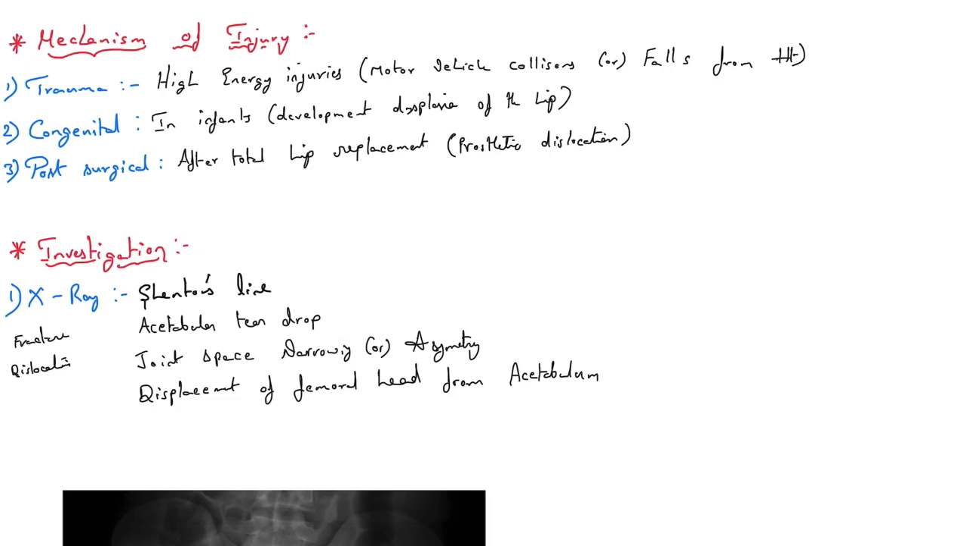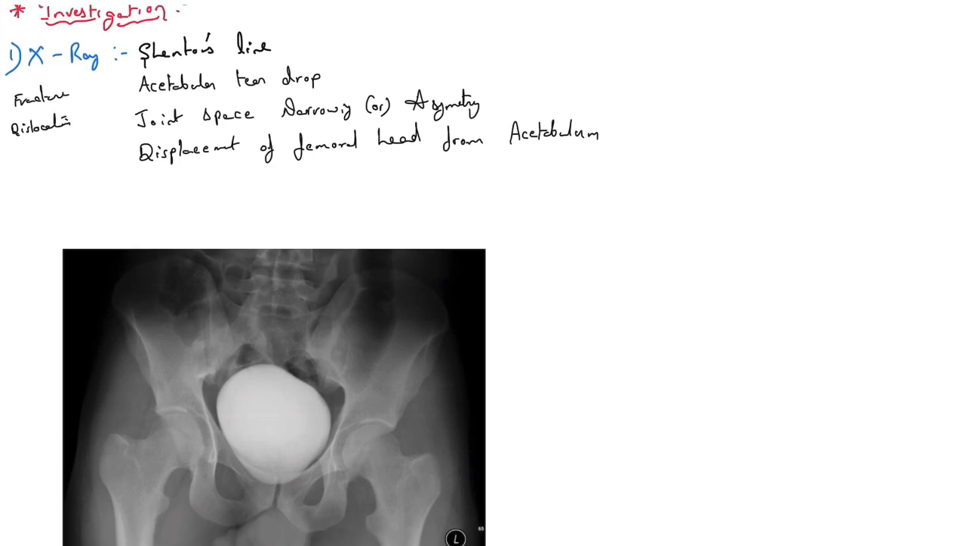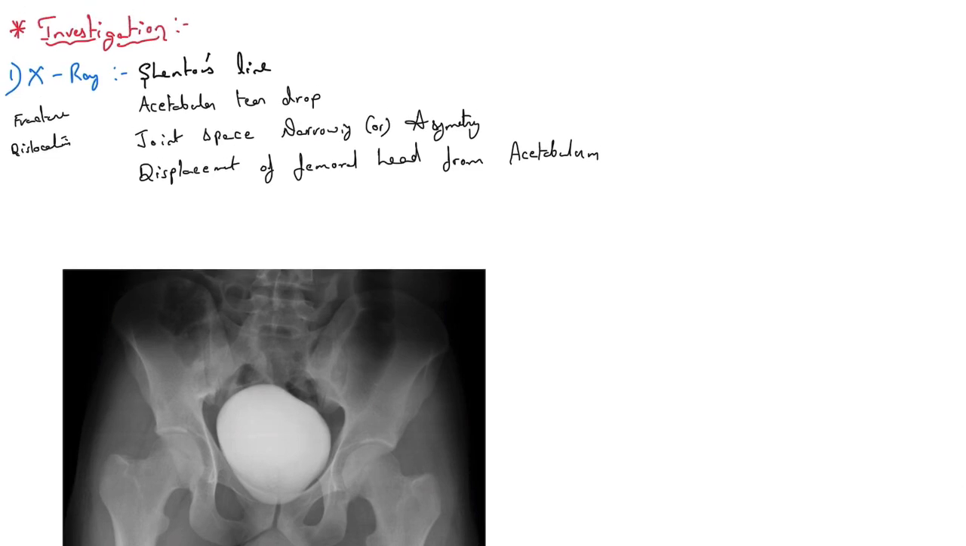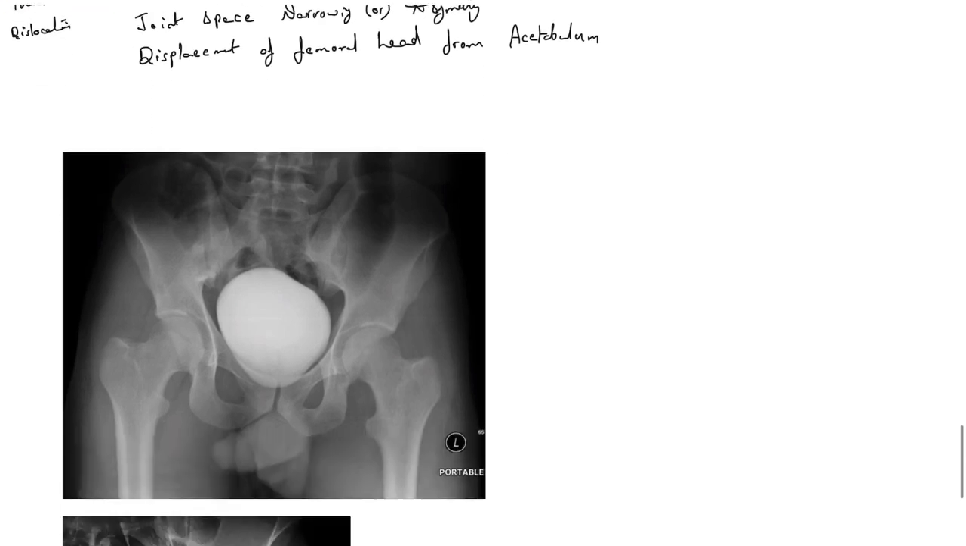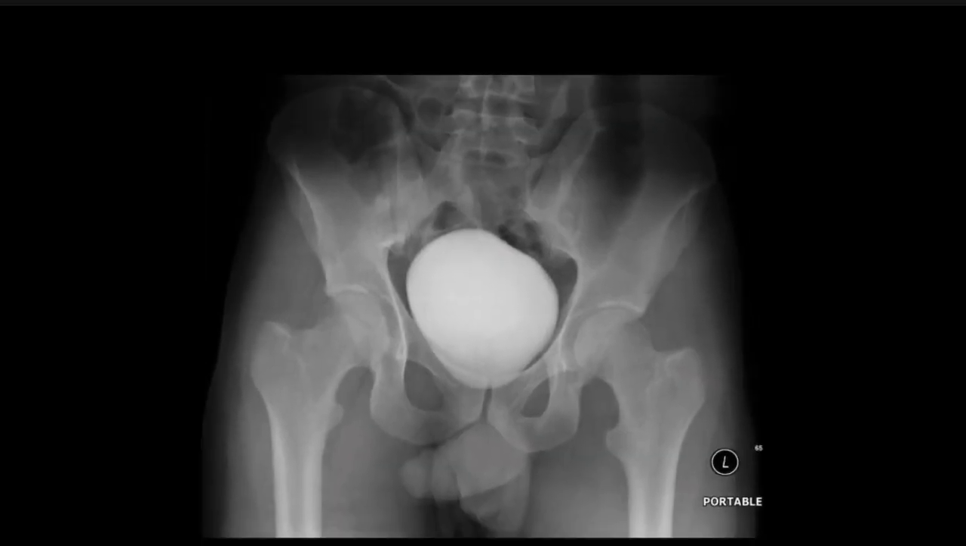Next, how do we investigate hip dislocation? First of all, we have to do an X-ray. On X-ray, because of the dislocation we can sometimes see a fracture and Shenton's line, sometimes the acetabular teardrop, joint space narrowing, asymmetry of the hip, and displacement of the femoral head from the acetabular area. If you look at this image, radiographically these things help us identify whether this is anterior or posterior dislocation. In hip dislocation we can see asymmetry.